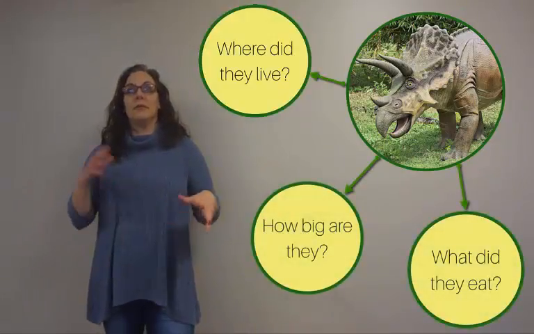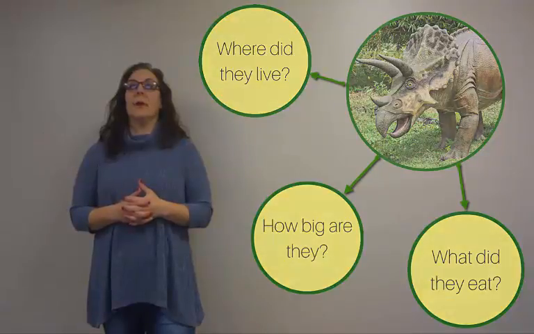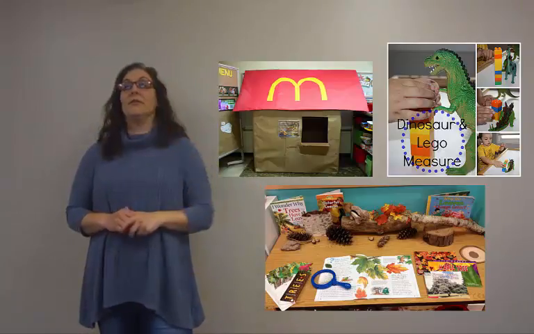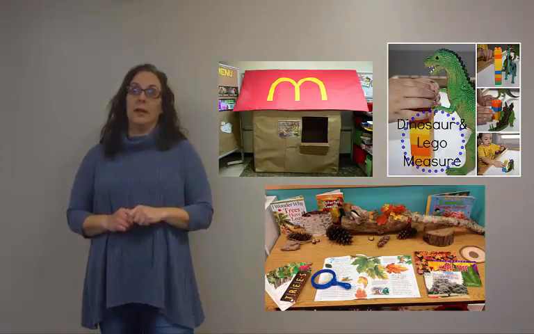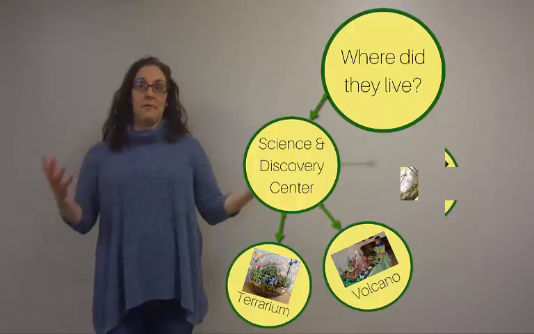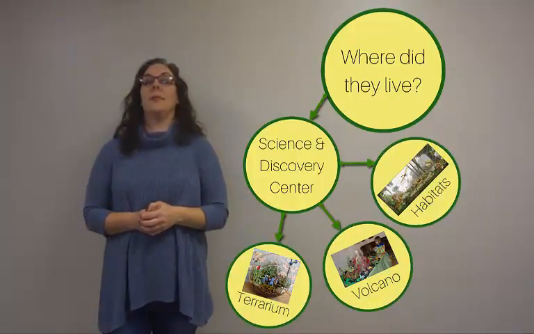Now think about the different learning centers in your classroom and which centers would work best around your theme. You will need to have at least 3 different learning centers for each of your big ideas. Let's begin building a concept map with the question, where do they live? So we're going to think about in the Science and Discovery Center, we can build a terrarium. We can make a volcano. We can learn about different habitats.